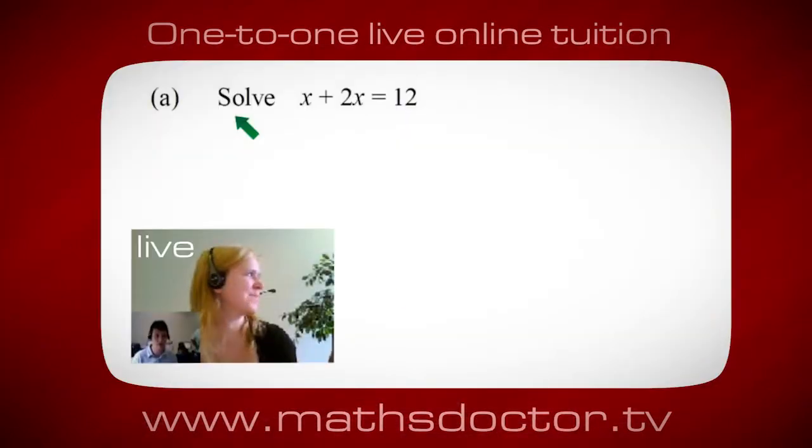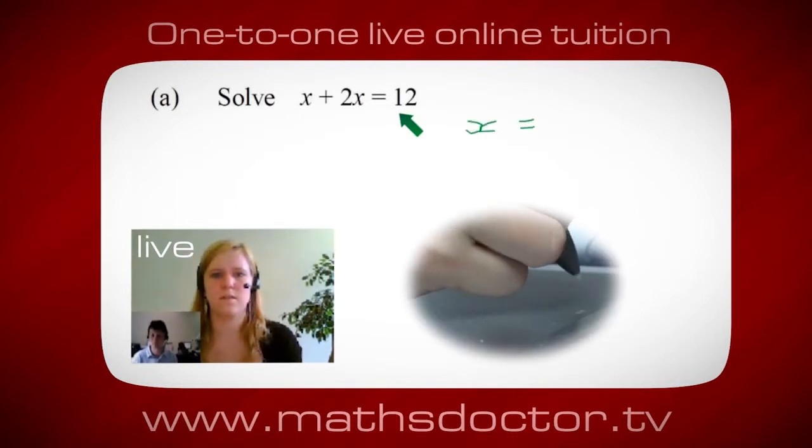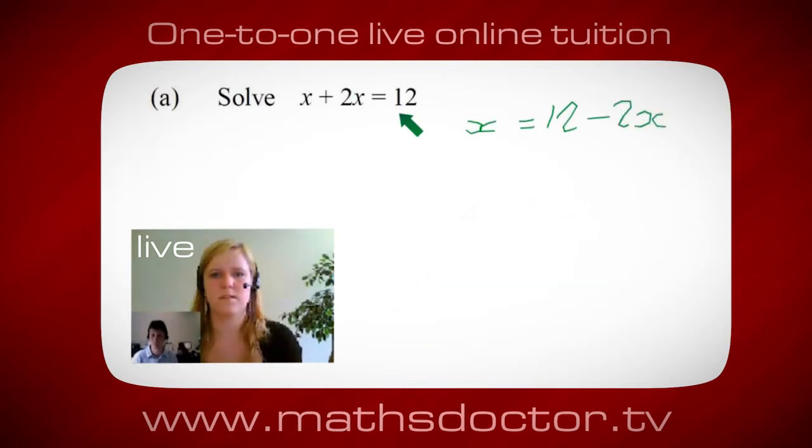Okay, Mary, so let's have a look at this one. Solve x plus 2x equals 12. So what do you think you do first? Okay, well, I want x on its own, so I would put x equals 12 minus 2x. Okay, so a lot of the time we want to get x by itself, but what we want to do first is get all of these x's together. So can you see anything we can do with this? Get all these together in one place.